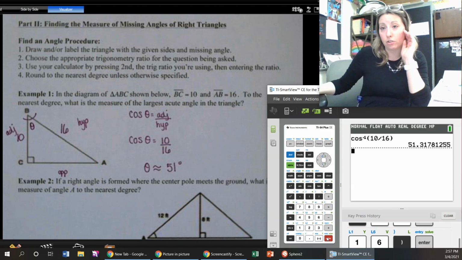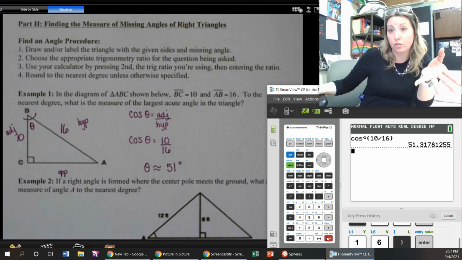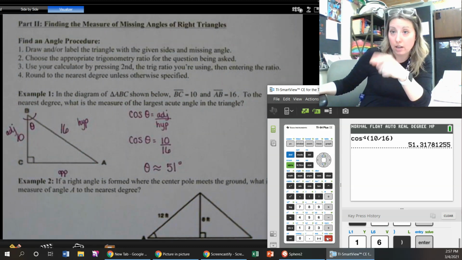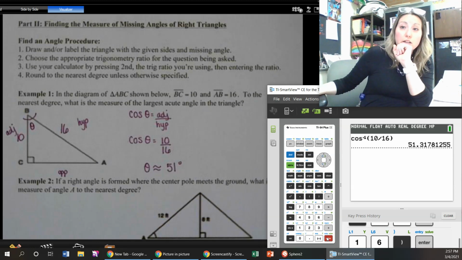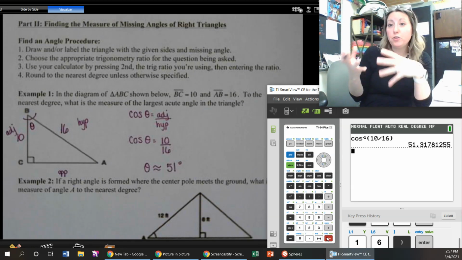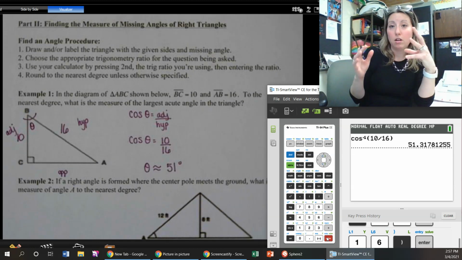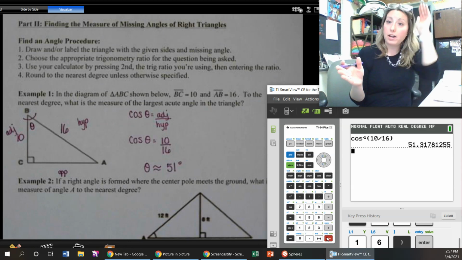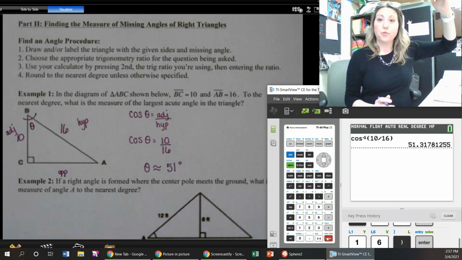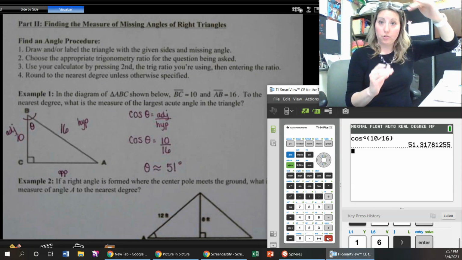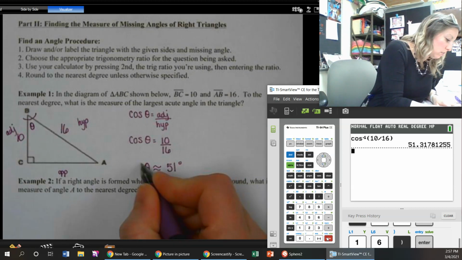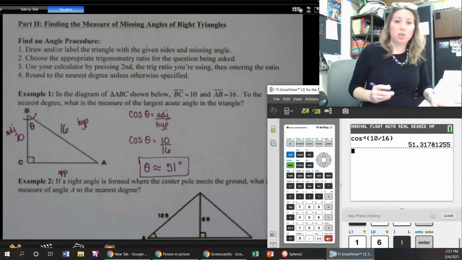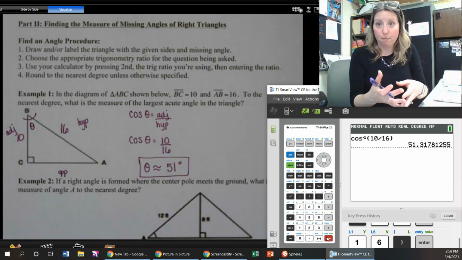Now, let's just think logically real quick. Is this going to be the largest of the two acute angles? Yes. And the reason is because if this were an isosceles right triangle, the other two angles would be 45. So that means that one angle is going to be greater than 45 and the other is going to be less than 45. And the greater of those two angles will be the largest acute angle in this right triangle.